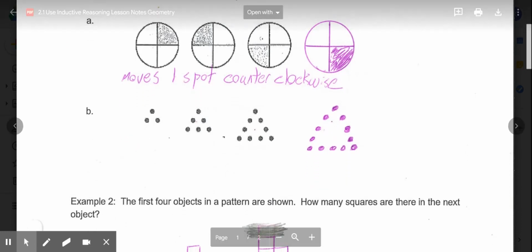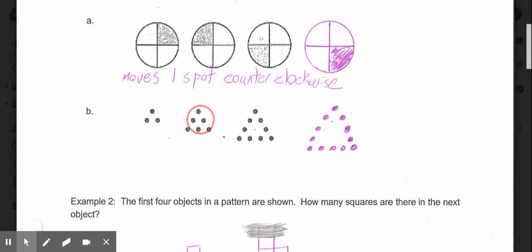In B, looking at the pattern, the first image doesn't give me a lot until I look at the next 2. What I notice is they are adding a dot to each side of this triangle made of dots. So the first time, each side was 2. Next time, each side had 3 dots. Next time, each side had 4 dots. So our next one in the pattern would have 5 dots on each side of the triangle.